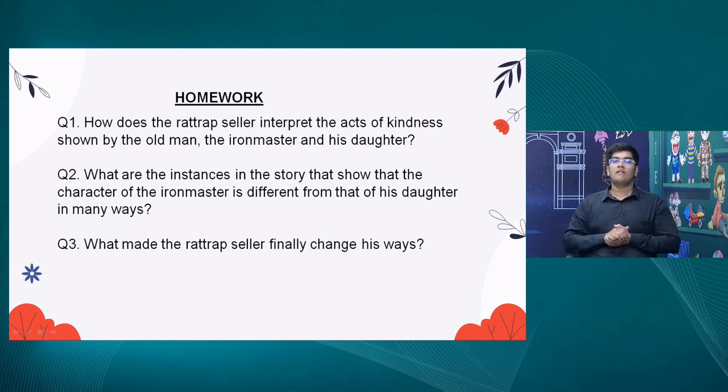The second question is, what are the instances in the story that show that the character of the Iron Master is different from that of his daughter in many ways? As we read the story, we realize that these two people are very different. He says, you leave my property immediately, you cheated me.